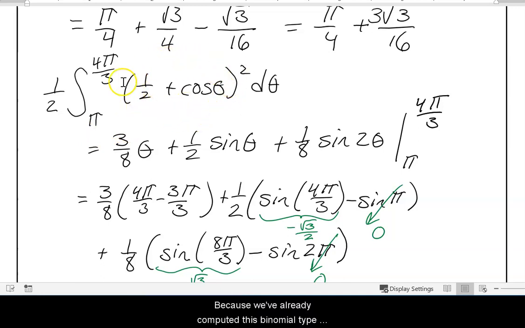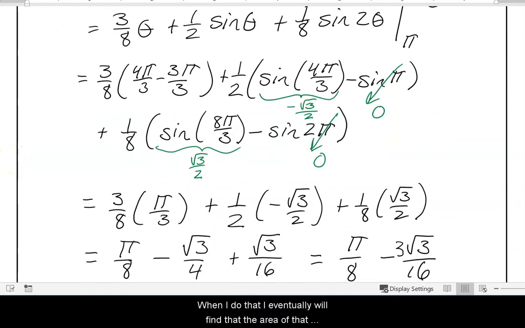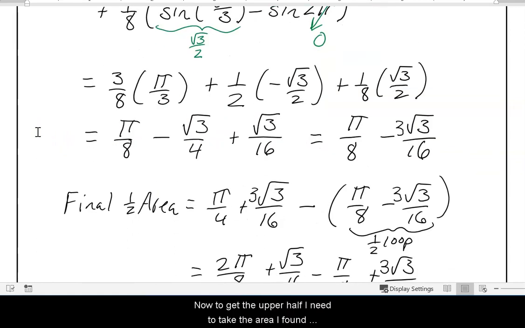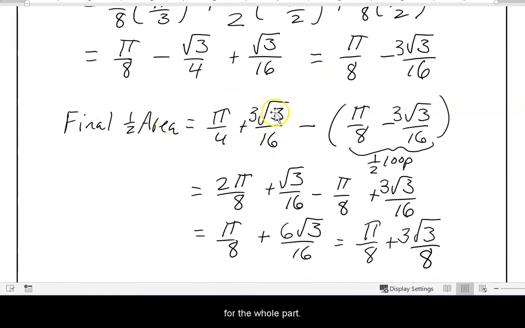Because we've already computed this binomial type thing squared, I can skip directly to the antiderivatives but plug in the new limits of integration. When I do that, I eventually will find that the area of that half loop is π/8 minus 3√3/16. This, of course, gives me the area I need to carve out. Now, to get the upper half, I need to take the area I found for the whole part and carve out half the loop. By subtracting the area of the half loop from the first part, I end up with π/8 plus 3√3/8.